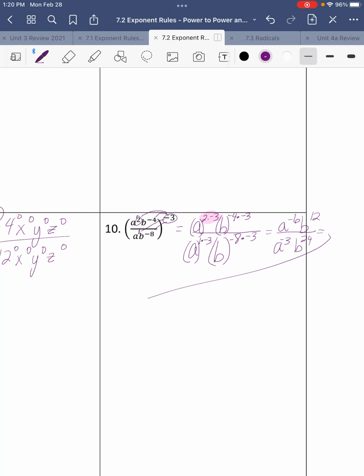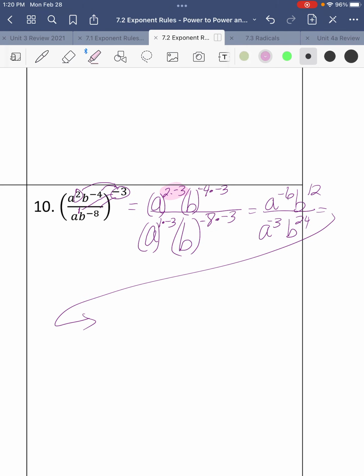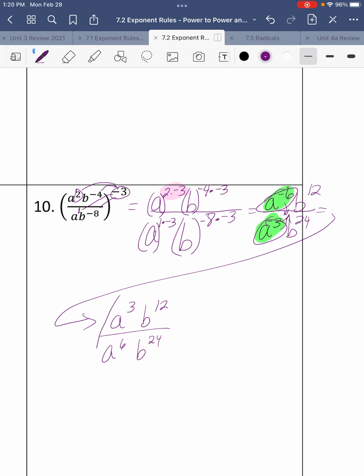Now I'm actually going to do this down below, much more room. I'm going to look at my negatives. So we have a to the negative 6, that needs to go down to the denominator, and we have a to the negative 3, that's going to go up to the numerator. We also have like terms, but I'm going to worry about that last. So I'm going to move this a to the negative 6 down, a to the negative 3 up. So it's going to be a to the positive 3, b to the 12th, over a to the 6th, b to the 24th.